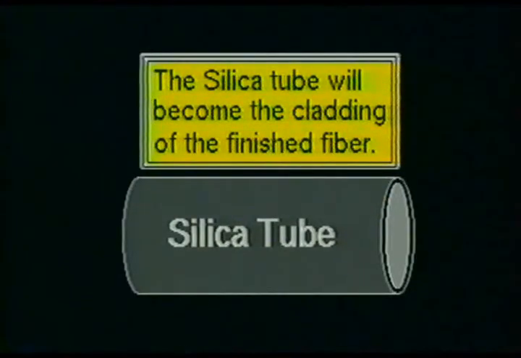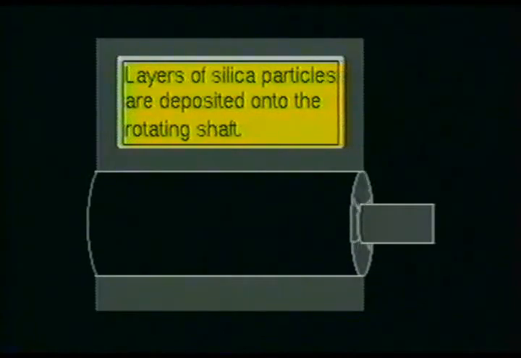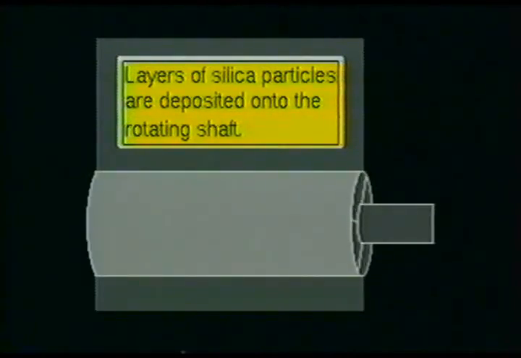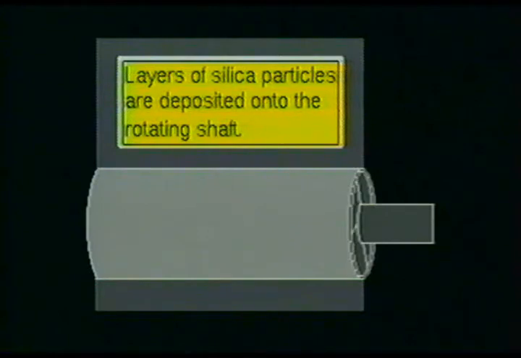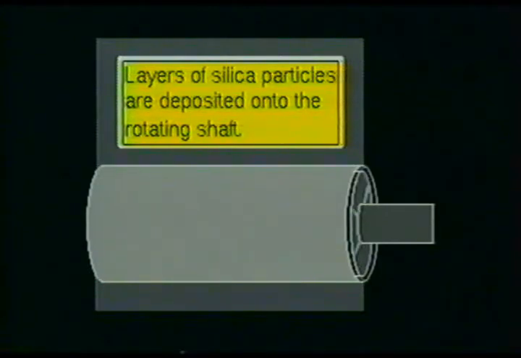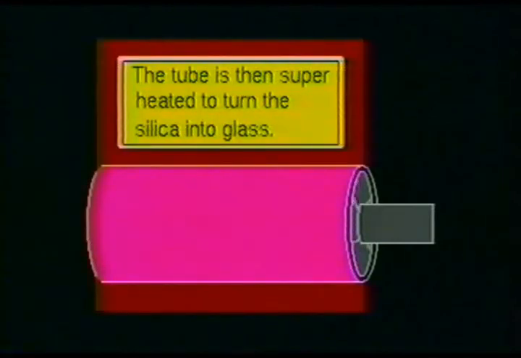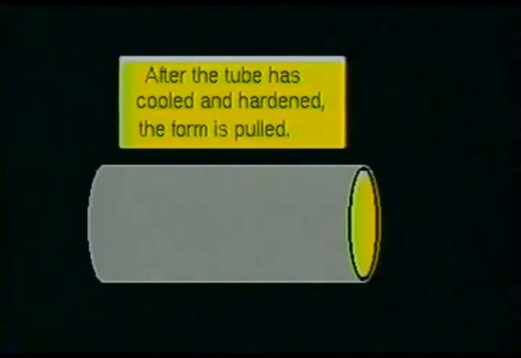The first step in manufacturing the preform rod is to produce a silica tube. This tube will become the cladding of the finished fiber. The silica tube is produced by depositing layers of silica particles and other dopants onto a rotating ceramic form. These particles are deposited with the use of very high temperatures. As the tube reaches its required thickness, it is hardened into a clear glass by heating the tube to approximately 1400 degrees centigrade. After the tube is hardened, the ceramic form is withdrawn from the silica shell.